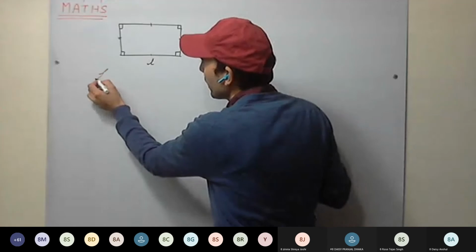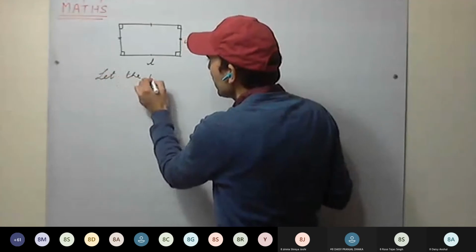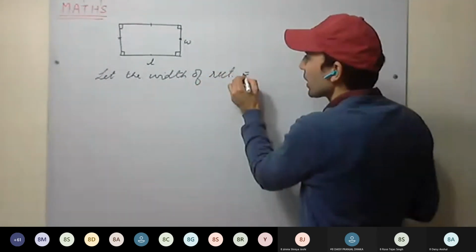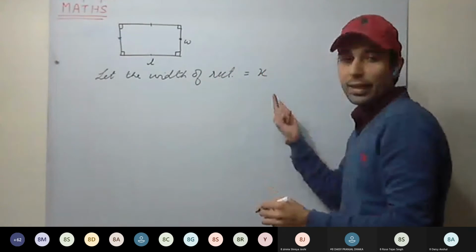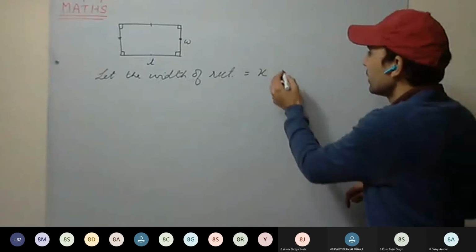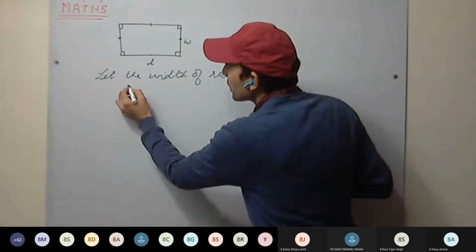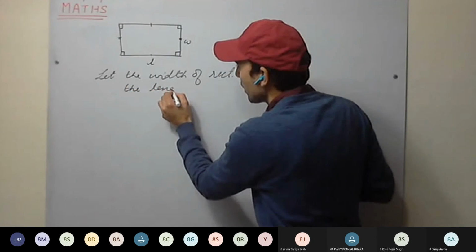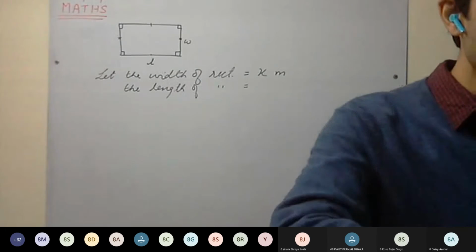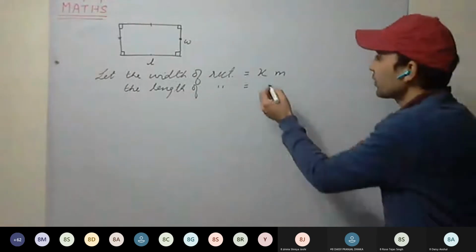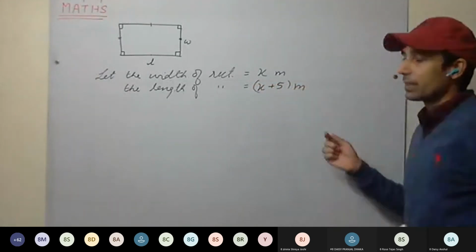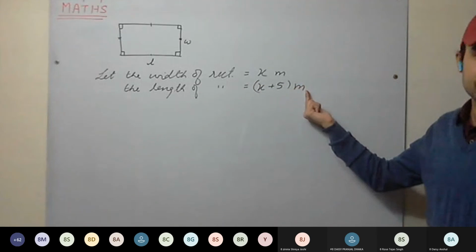So length of a rectangle is 5 meters greater than its width. Now, let the width of rectangle equal to x meters. Now, the length will be how much? Length of rectangle will be how much? It is given length is 5 meters greater than its width. It will be x plus 5 or 5 plus x. That is same thing. This will be the length. It is 5 meters more.